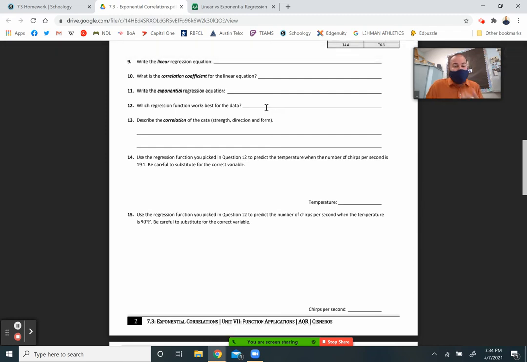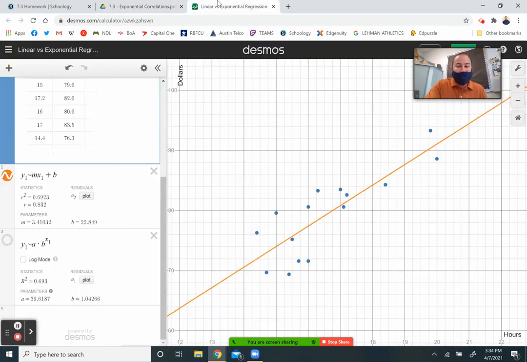And then let's use that information to answer number 13, describe the correlation of the data. Remember the strength, the direction, and the form. The r value is 0.832. So it's strong, but it's not very strong. What's a good adjective we could use this time?